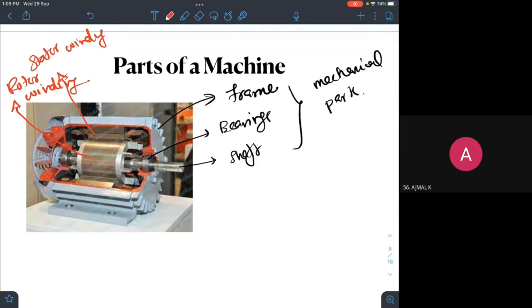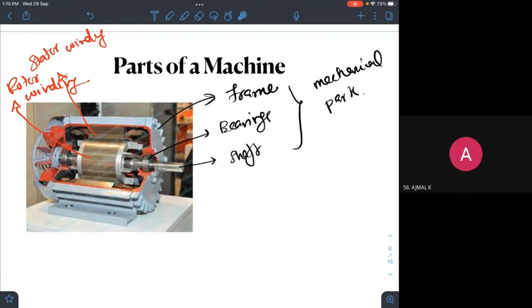Then another thing that we have here is the magnetic part, which is whatever your stator winding and your rotor windings are on. We have a core, this core part here, right? The core on which your rotor winding is there, and inside this rotor winding, we will have the rotor core also, right?